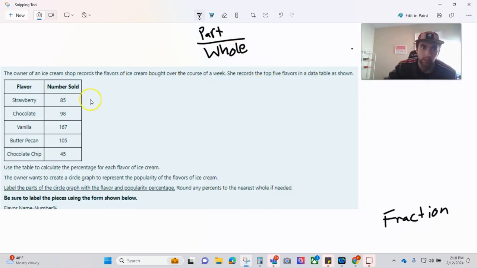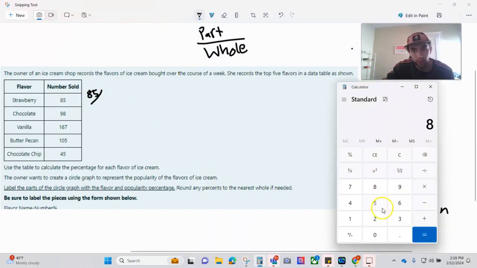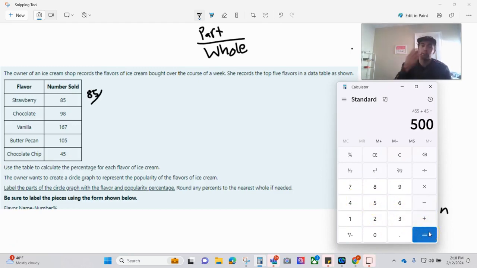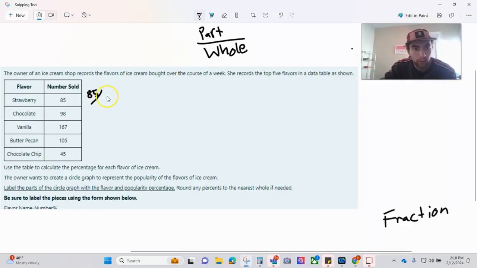Now, what part of the ice cream is strawberry? How much strawberry was sold? Yep, 85 strawberries. Out of how many? How many ice creams were sold? Well, there were 85 strawberries and 98 chocolates and 167 vanillas and 105 butter pecan and 45 chocolate chip. Oh, so 500 total ice creams were sold. Cool. 500 total ice creams were sold.